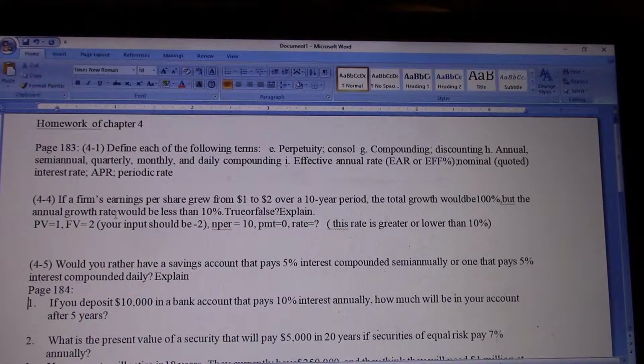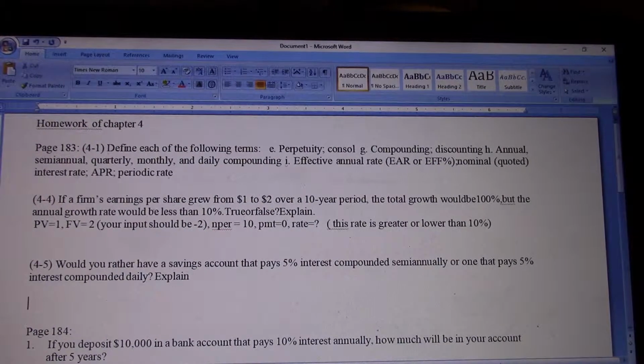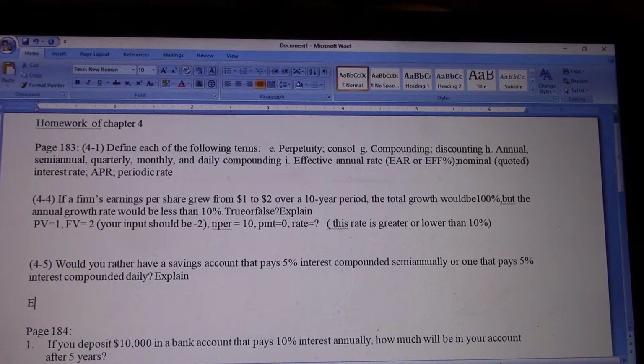Okay, so the next question: would you rather have a savings account that pays 5% semi-annually, or one that pays 5% compounded daily? So this is pretty straightforward, right? You should consider the 5% interest rate paid semi-annually, so each half of the year the interest rate is 2.5%. You can calculate the EAR, the effective rate, but for this one you don't have to.